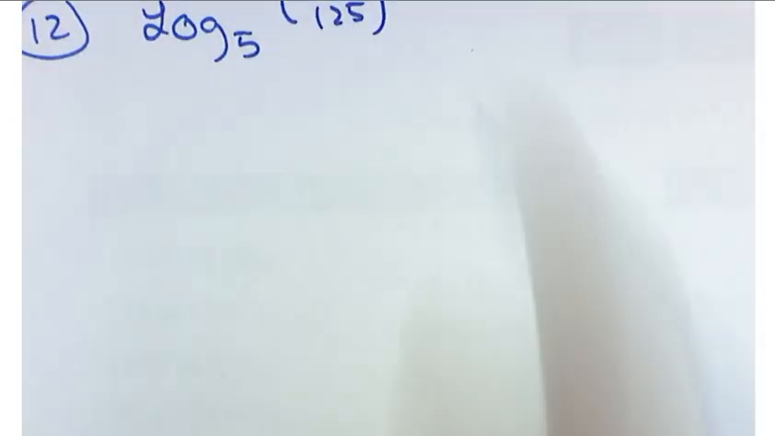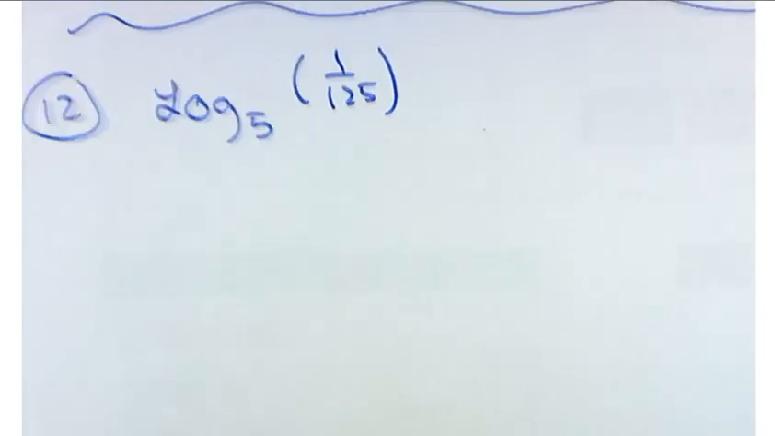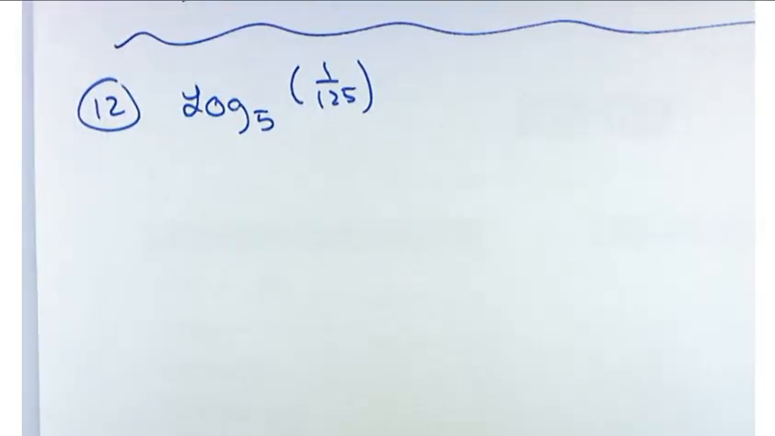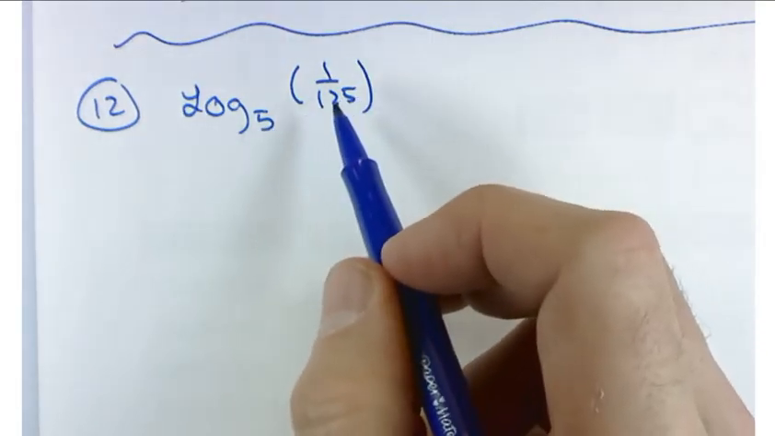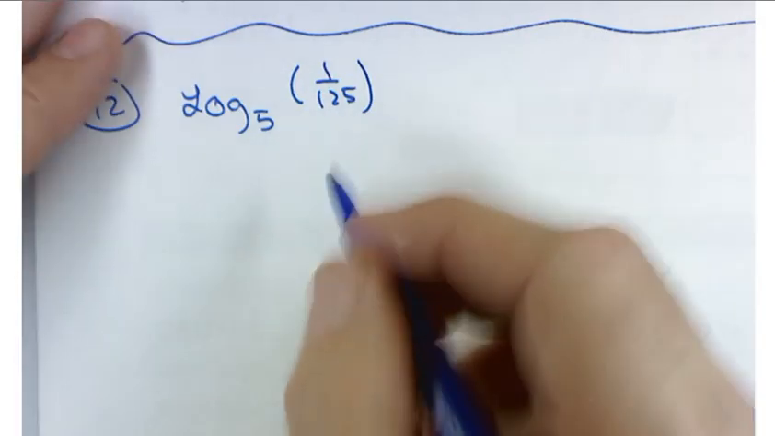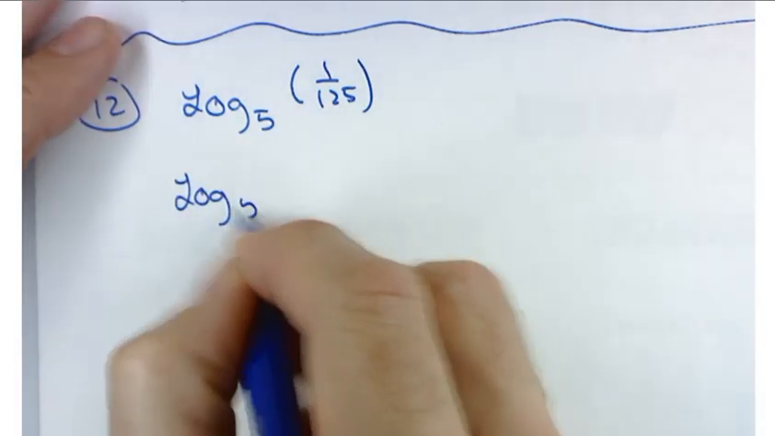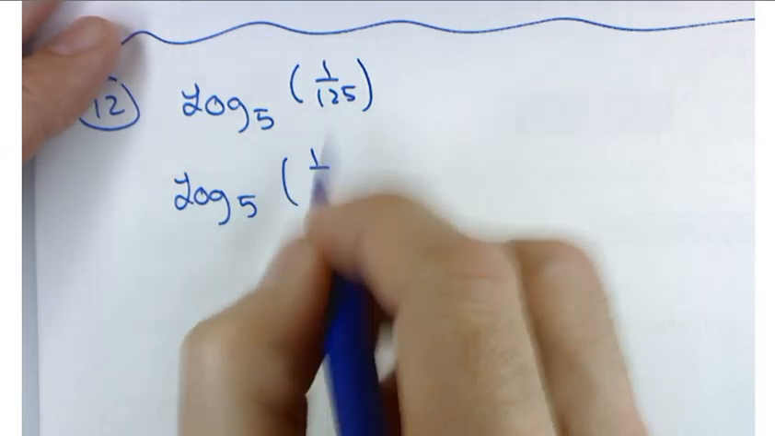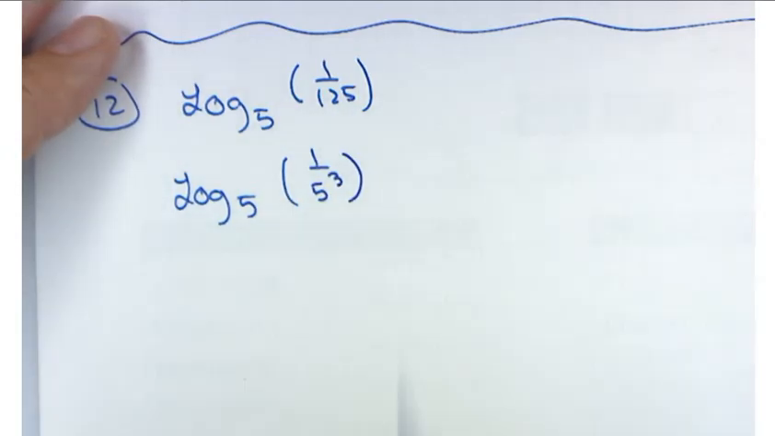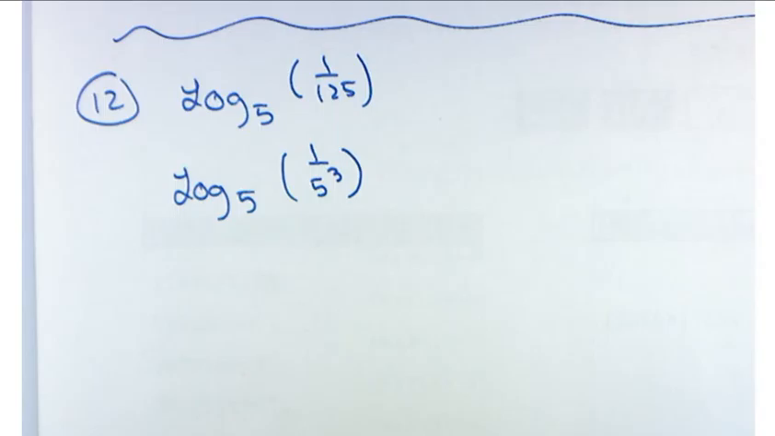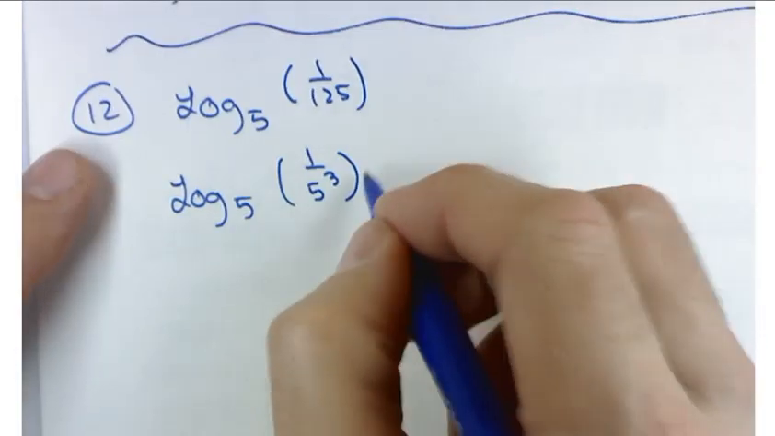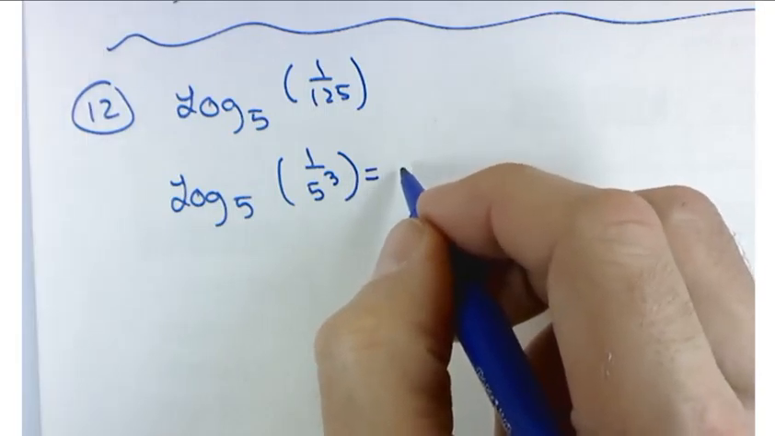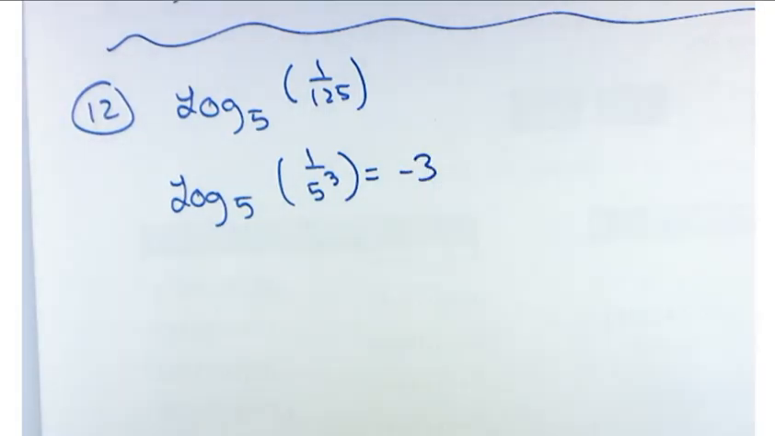Log base 5 of 1 over 125. So we've got to think about, well, gee, what power of 5 would be 125? One thing that you might notice is 125 is 5 cubed, right? So what power of 5 is going to be 1 over 5 cubed? Tyler, you said negative 3. Good.